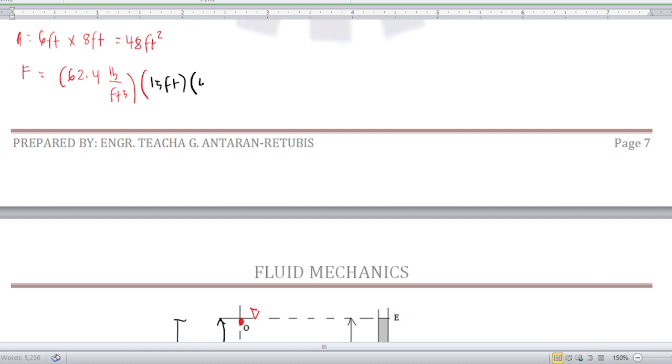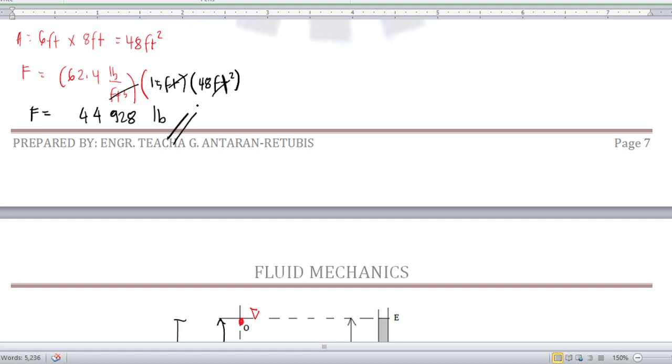And for the area, we have 48 square foot. Okay? So from here, class, force is, using your calculator, 62.4 times 15 times 48. We have 44,928, and the unit will be, this will be cancelled, and you'll have pound as your unit. So 44,928 pound. Okay?